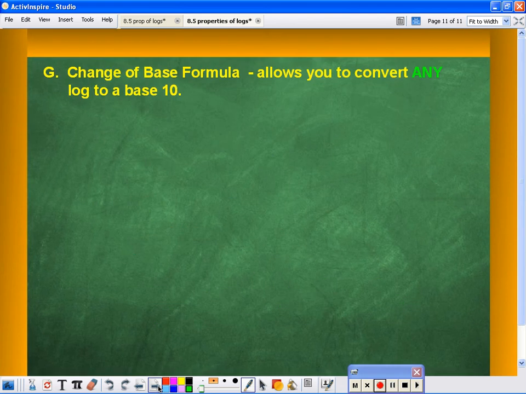All right, and now the last thing we need to talk about is the change of base formula. This allows you to convert any log to a base 10. Woohoo! We like this. Have you figured out why you like this yet? Think about what this means. This means you can use your calculator for these. But first you got to know how to do it. So here we go. I'm going to teach you that.